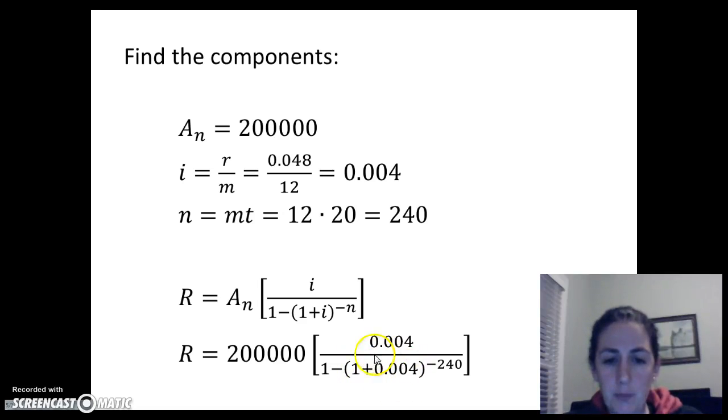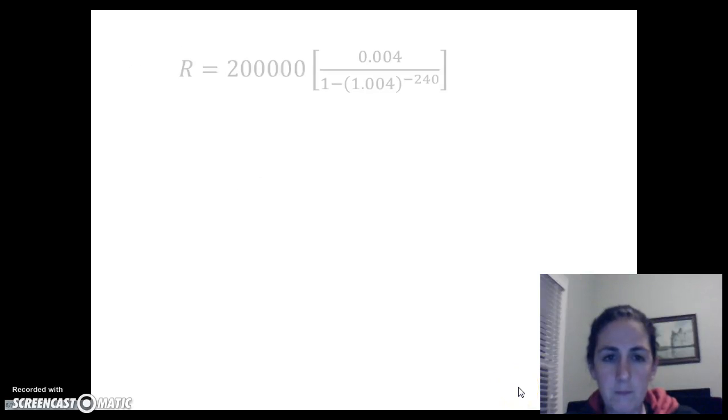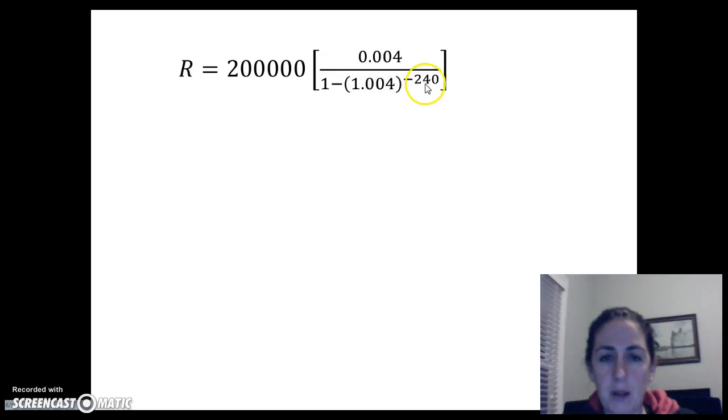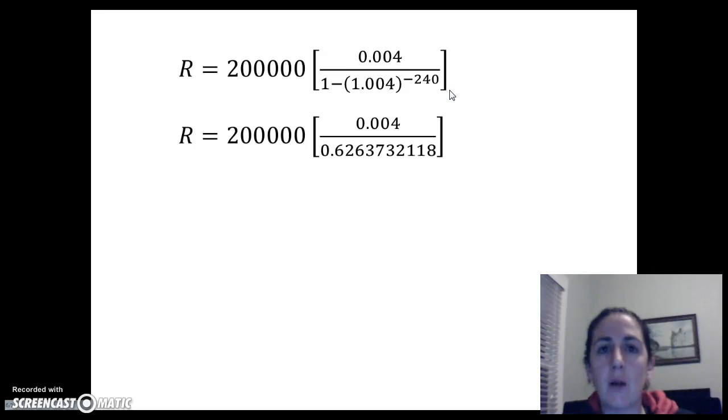Now, do any basic simplifications first. Take this 1 plus 0.004. Don't try to do too much in your calculator at one time. Simplify it. Make it easier for you. Take this 1 minus 1.004 to the negative 240th power. Put that in your calculator first. Now, like we've done before, save all your rounding for the very end. Take these two numbers and divide them.